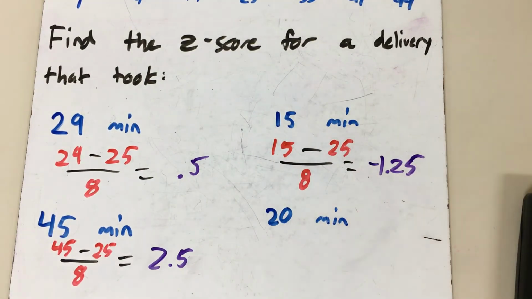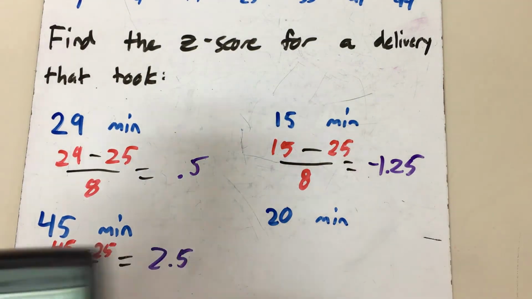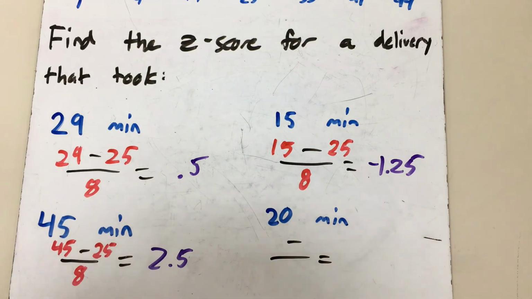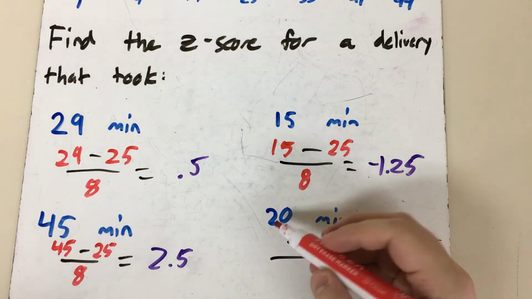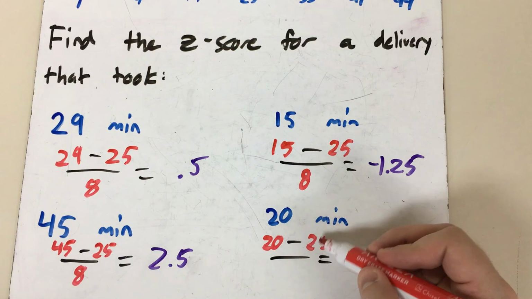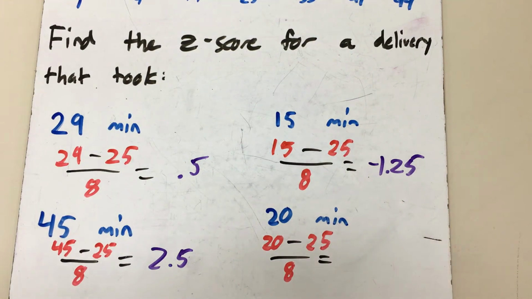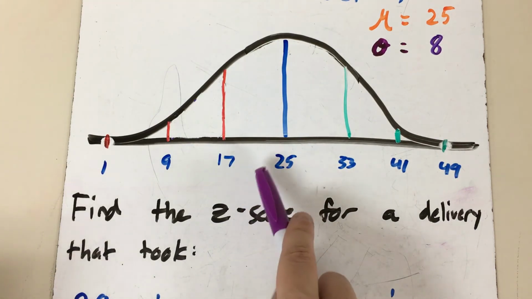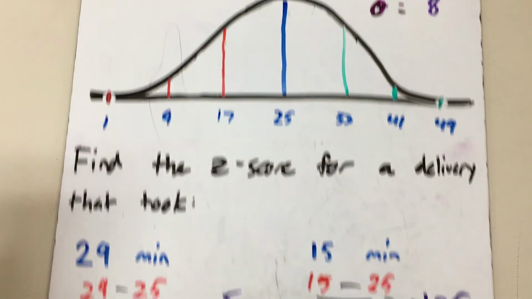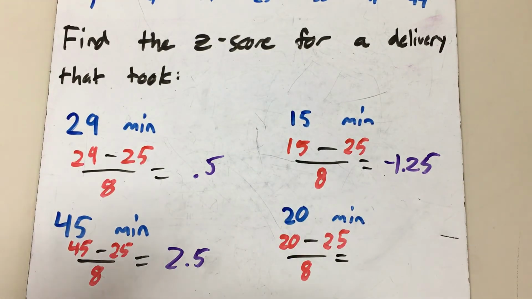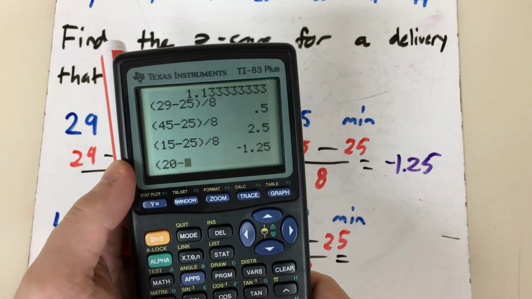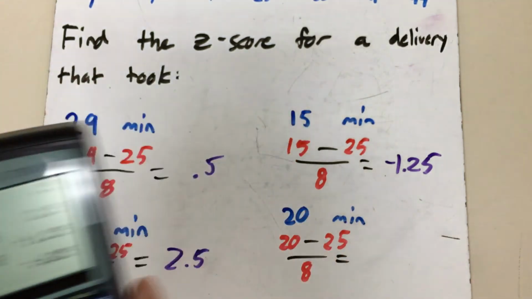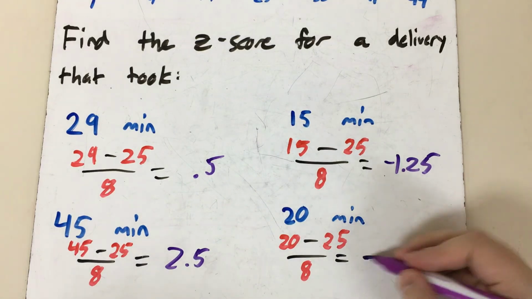And finally, for 20 minutes, I do the exact same thing, exact same process. 20 minus 25, all divided by 8. And once again, I think we can see that this is going to be negative, but somewhere between 0 and -1 standard deviations. I type that into my calculator, and it gives me negative 0.625, or negative 625 thousandths.